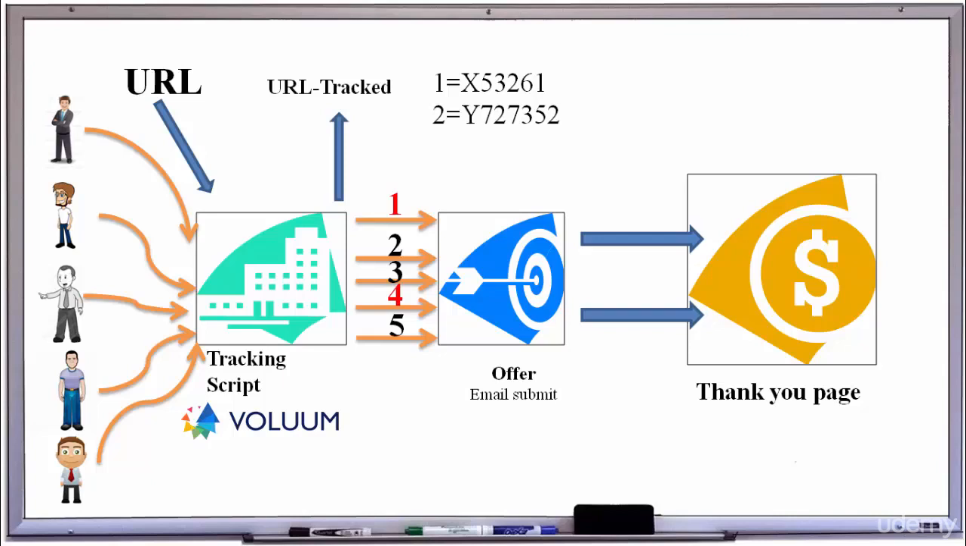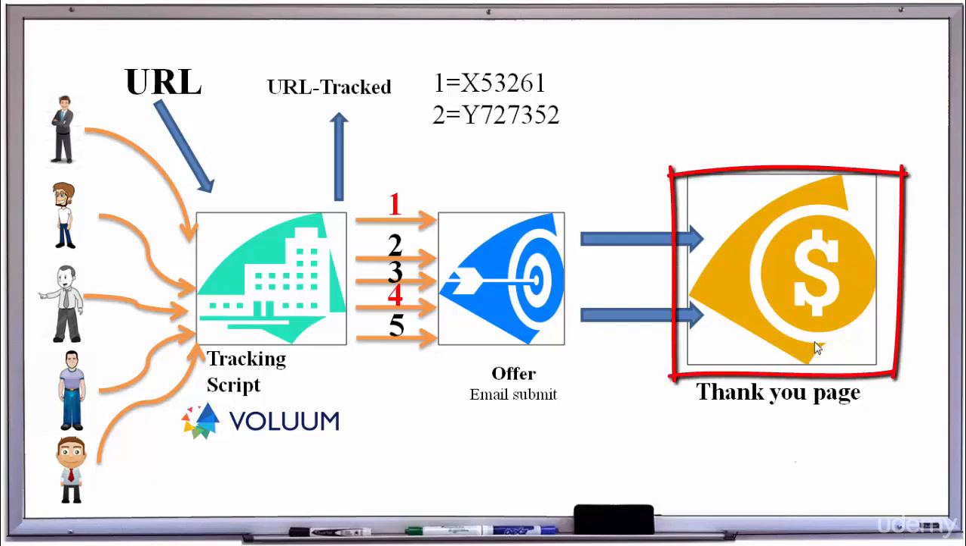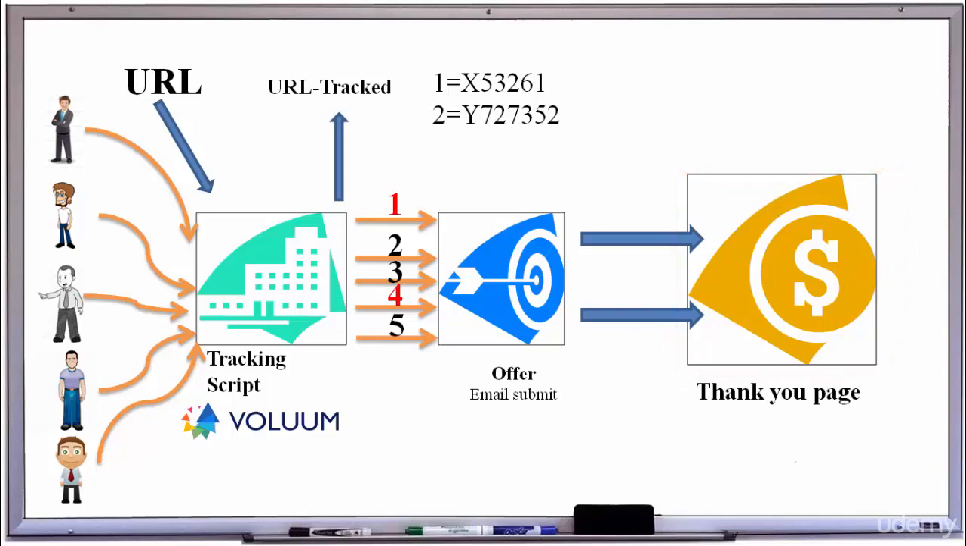So when you create your URL in this tracking script, the tracking script gives you a link or a script, and that link you give to the advertiser, and the advertiser is going to add that link in the thank you page, the second page, like you see here. He is going to add your link in this thank you page. And when, for example, visitor number 1 submits their email in the offer, they automatically go to the second page, the thank you page.